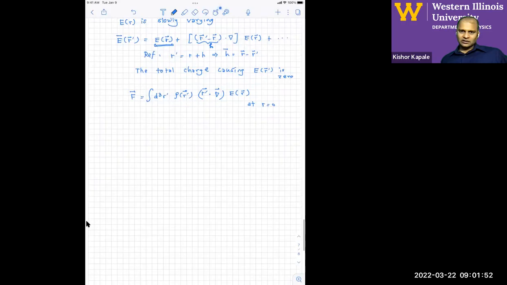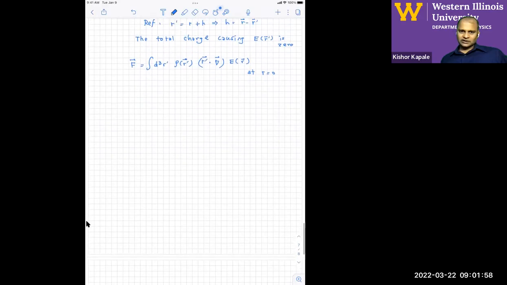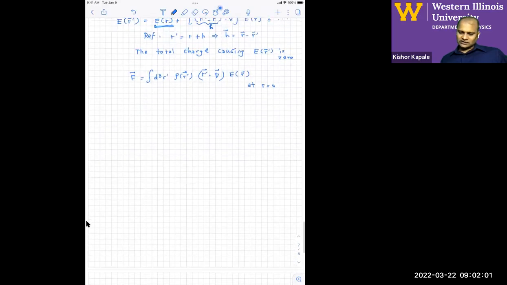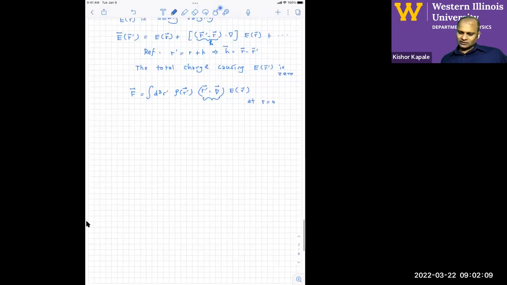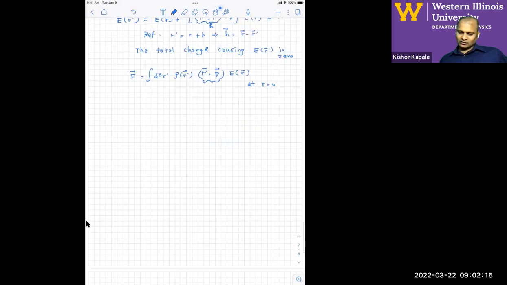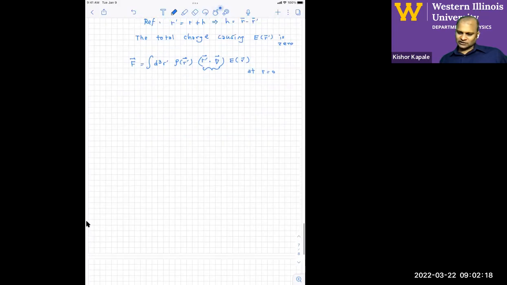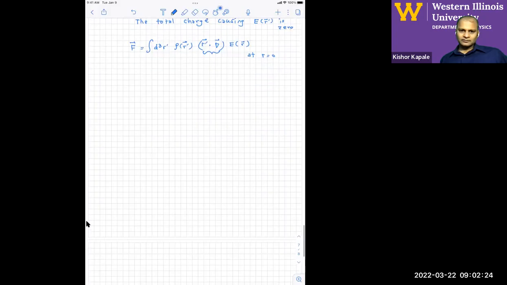Let's see what's happening. If E of r is slowly varying, that's just the second term at r equal to 0. Actually this is just the second term, not the first term, right? Because you have this r dotted with the gradient applied to the electric field, which is the second order term, and then you multiply that by rho of r. So the first term essentially is 0. Okay, so that's that. Let's now connect it with the definition of the dipole.